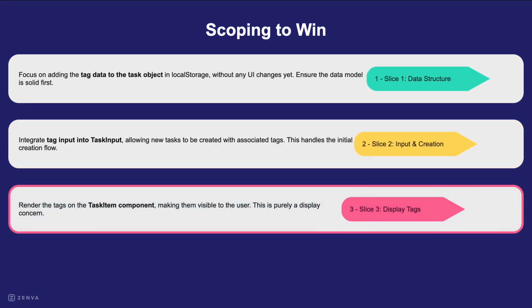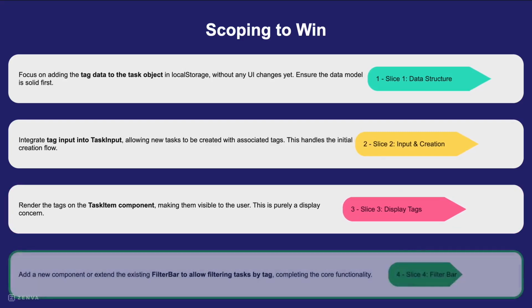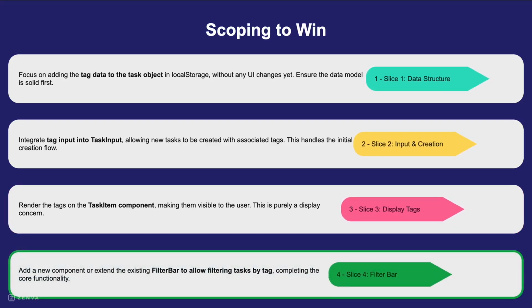Then slice 3, display tags, focuses on presentation. You'll render these tags on the task item component, making them visible as a simple display once data integration is complete. Finally, slice 4, the filter bar, completes the core feature by enabling users to filter tasks by tag. This will be achieved by either extending your existing filter bar or introducing a new component to manage this interaction.